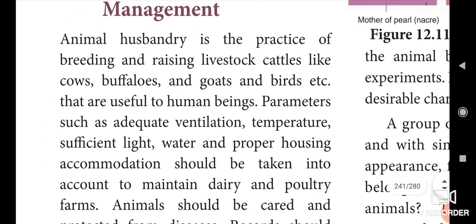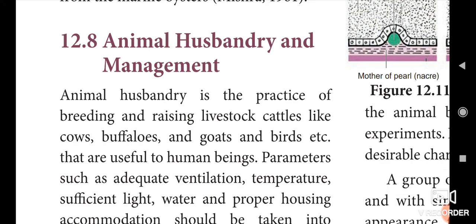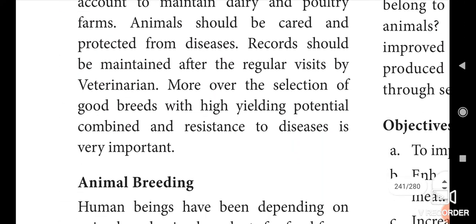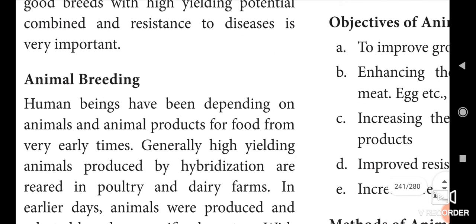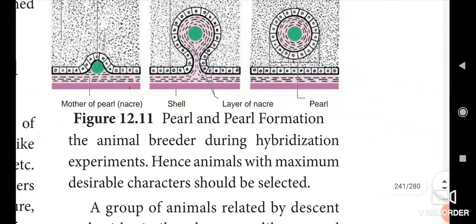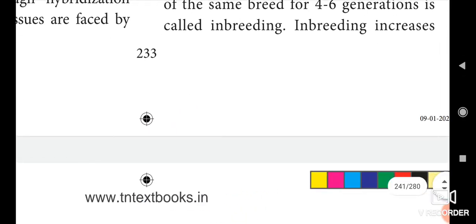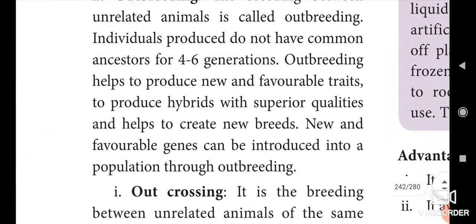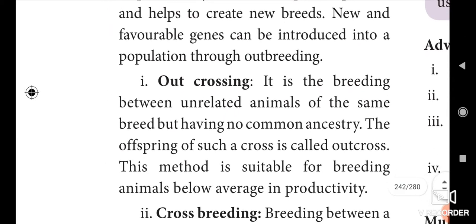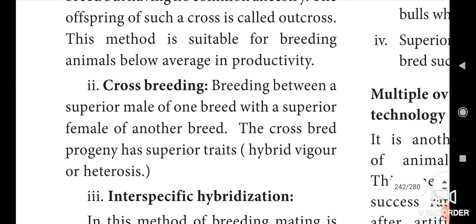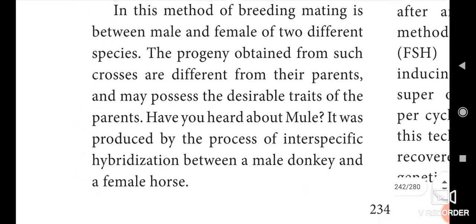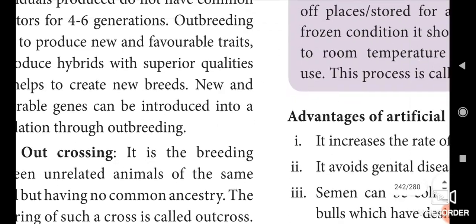Then next we see about animal husbandry and management. In this we see about animal breeding. Two types of breeding are there. One is inbreeding and another one is outbreeding. Then what are the objectives of animal breeding? Then next we see what is inbreeding, what is outbreeding. Outbreeding contains outcrossing, crossbreeding, then interspecific hybridization.